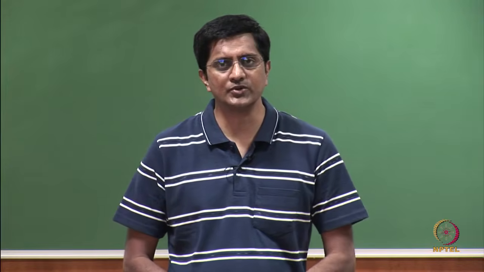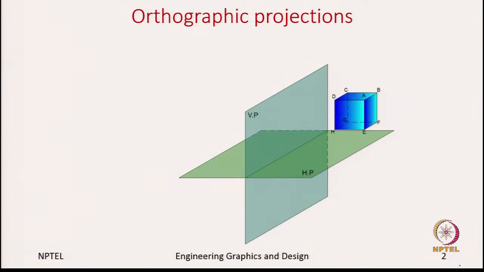So, on this slide what you see is a cube which is placed in the first quadrant. So, the first quadrant is defined by two planes, as we all know by now. These are the vertical plane and the horizontal plane. So, the cube now is in the first quadrant, which is in front of the vertical plane and above the horizontal plane.